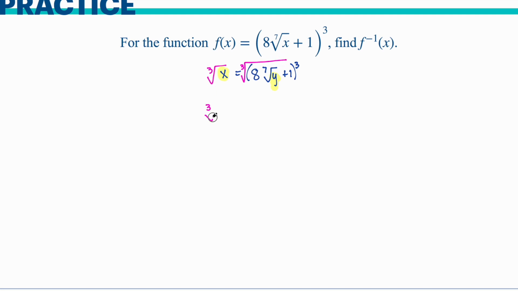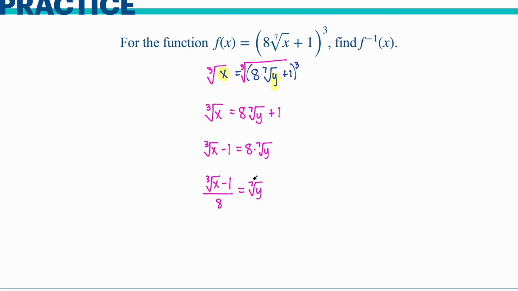So I'll have the cube root of x equals 8 times the 7th root of y plus 1. Now I am going to solve by subtracting 1. So I have the cube root of x minus 1 equals 8 times the 7th root of y. So now from here, I can divide by 8. So I'll get the cube root of x minus 1, over 8, equals the 7th root of y.